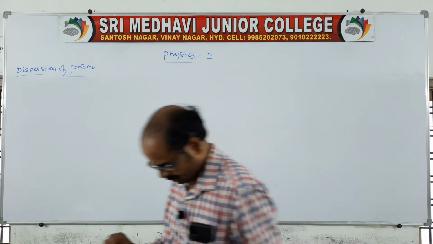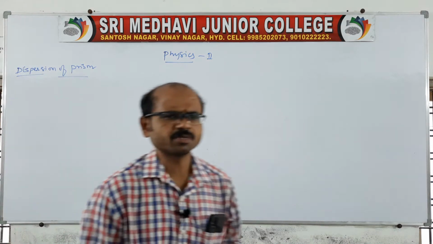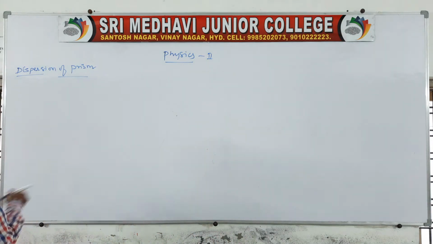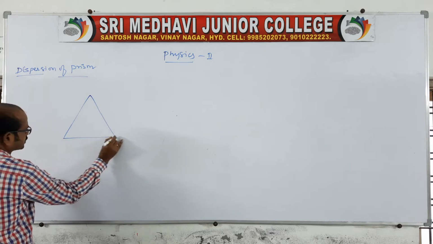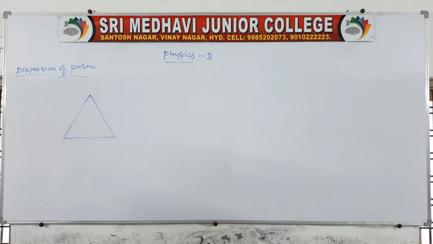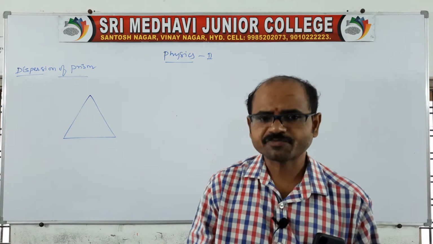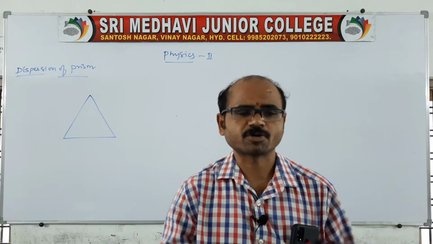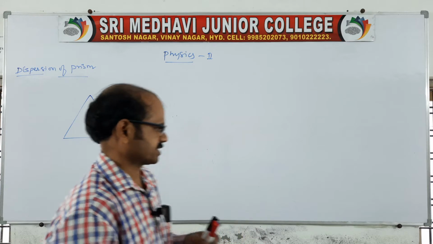Now let us see another topic related to the prism, that is the dispersion of a prism. What is meant by dispersion? Let us take the minimum deviation position of a prism. The prism is placed, and it has three refracting surfaces. When light is incident on each refracting surface, the light propagates from one refracting surface to another.